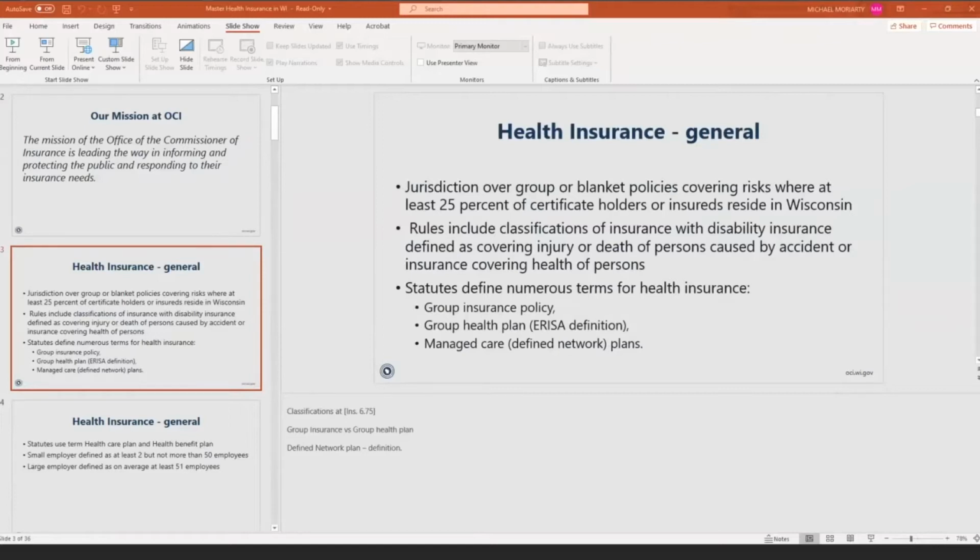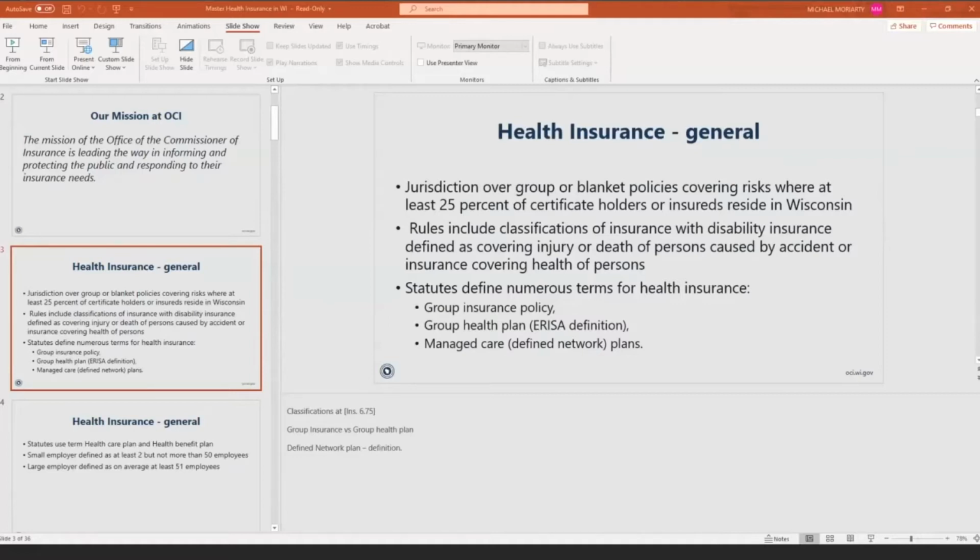We have the classifications of risk, which get broken down to disability insurance, which includes health. It's an older term and a fairly arcane term, but it is what we consider health insurance, as disability insurance, because it is defined as covering an injury or death of persons caused by an accident, or insurance covering the health of persons. Health insurance, as you may be aware, as you've been learning about your field, is incredibly driven by a lot of definitions and lots of terms.